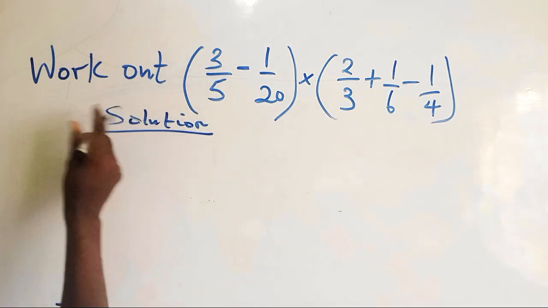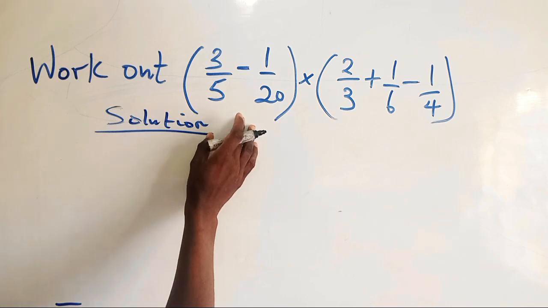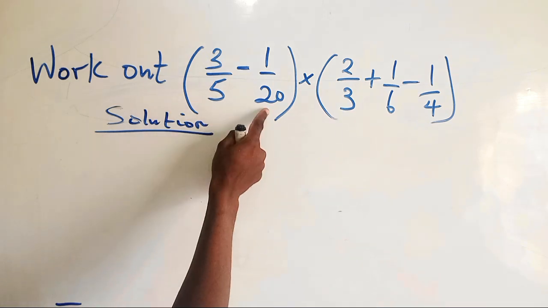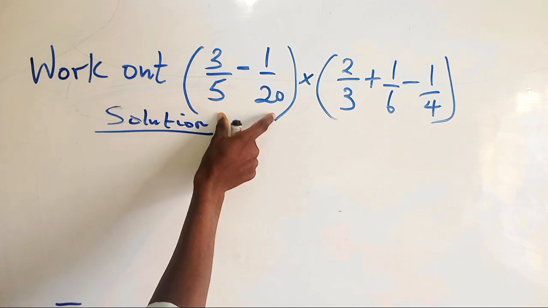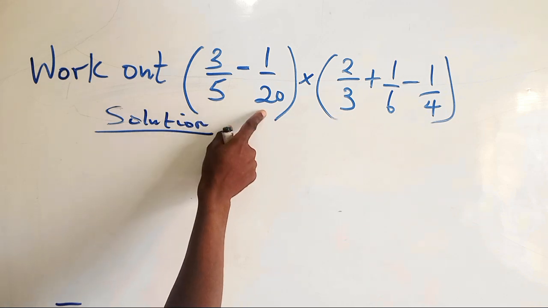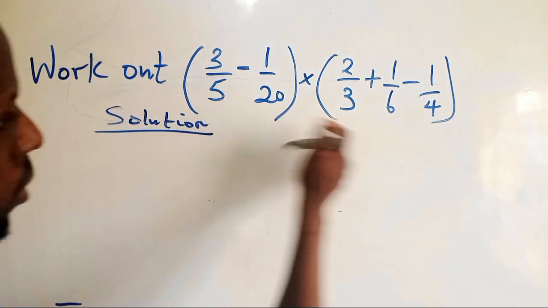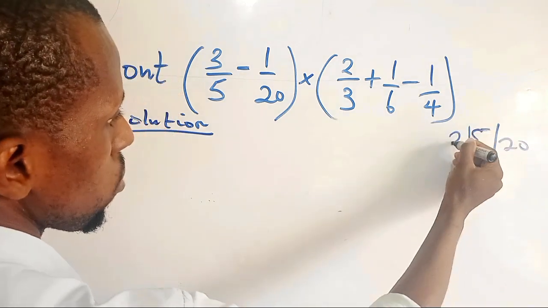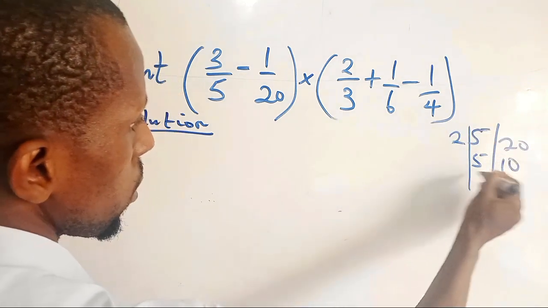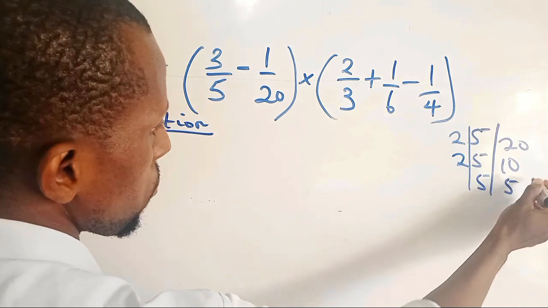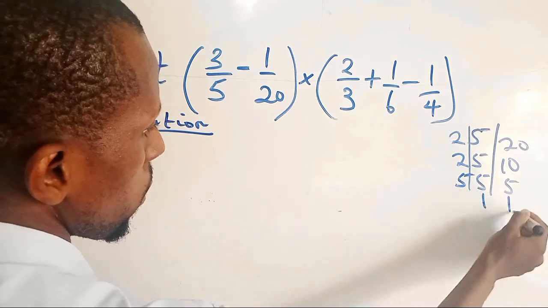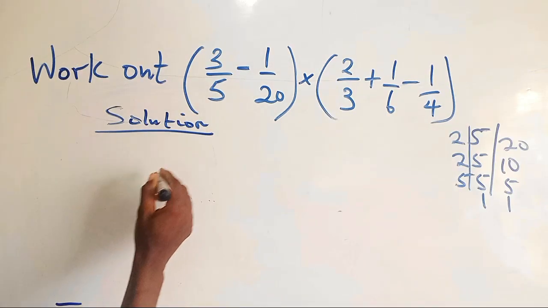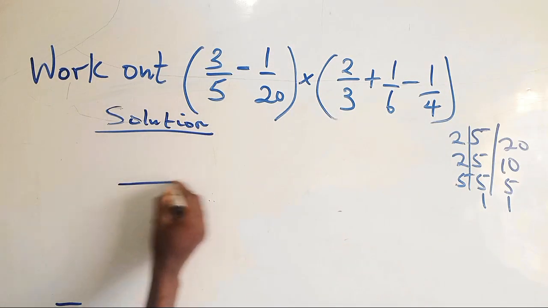The first thing we do, we settle the parentheses one after the other. So let us start with this. We have 5 and 20 at the denominator, so we need to look for the LCM of 5 and 20. How do we do that? We have 5, we have 20. Starting with 2, we have 5 here, we have 10. We have 2, we have 5, we have 5. Then we have 5, 1, 1. So 2 times 2 is 4, 4 times 5 is 20. So the LCM of the denominators here is 20.